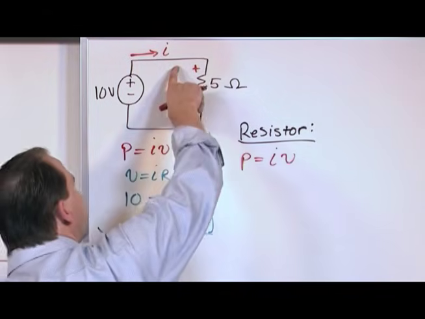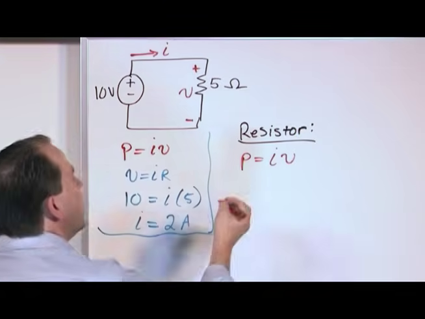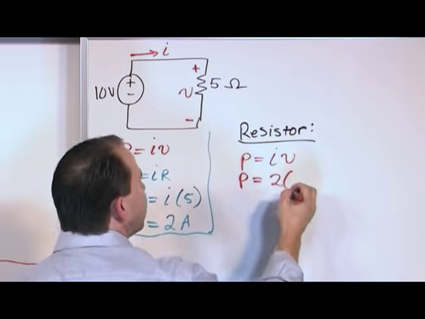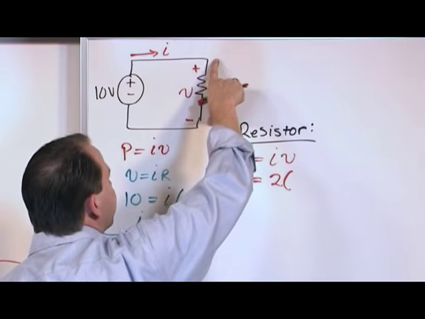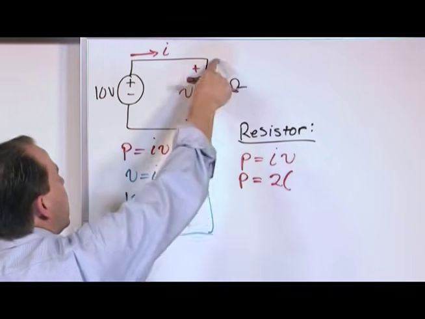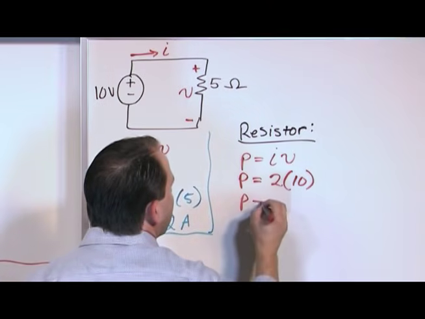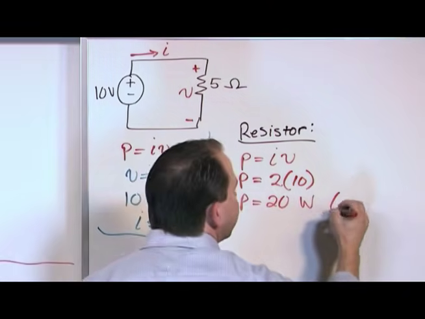Now we know the voltage is this way from the same convention. So the power is equal to the current, which we just calculated, which was 2, times the voltage. The voltage comes from the source. It's physically connected across the resistor, so we know the voltage, this V here, is 10. So the power is 20 watts. And since it's a positive number, it's absorbed.